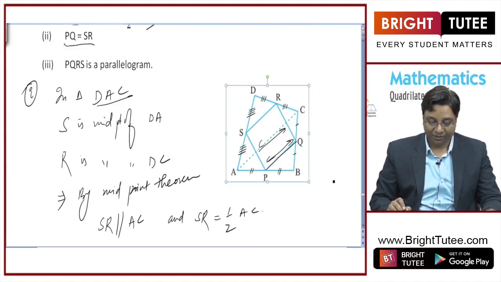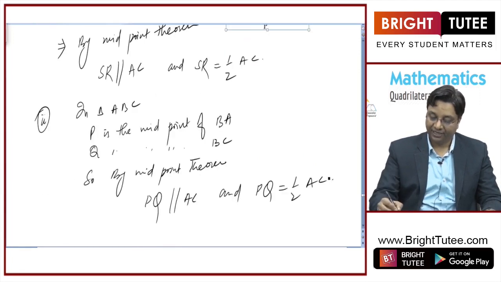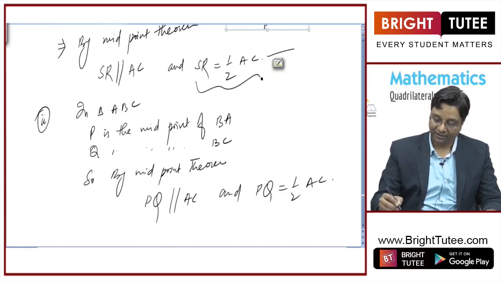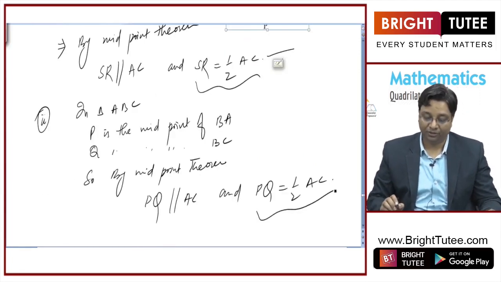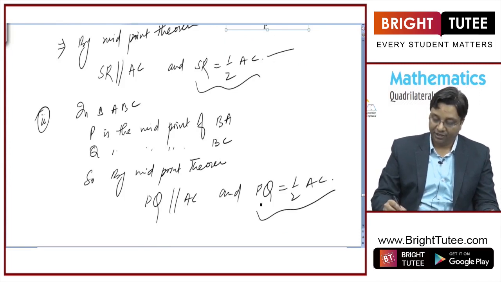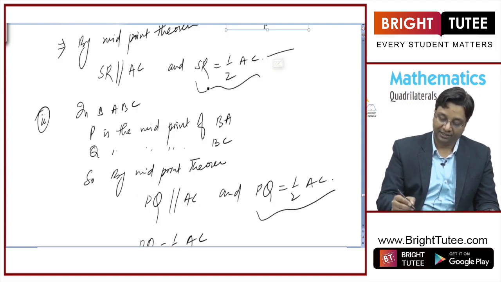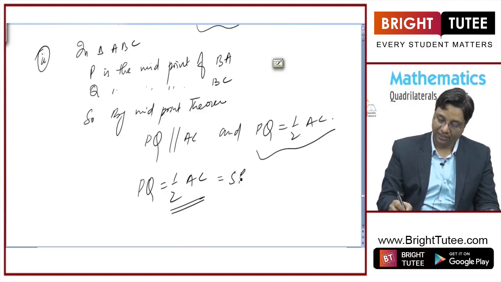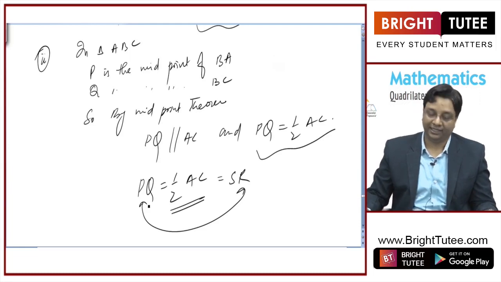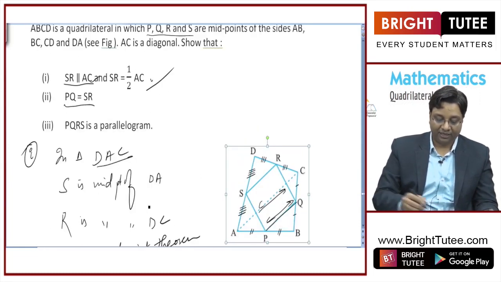And if PQ is half of AC, SR is half of AC, then PQ will naturally be equal to SR, right? PQ is equal to half of AC, but we know half of AC is SR, so let us put it equal to SR. So now you see that PQ is equal to SR, right? So this part is done.